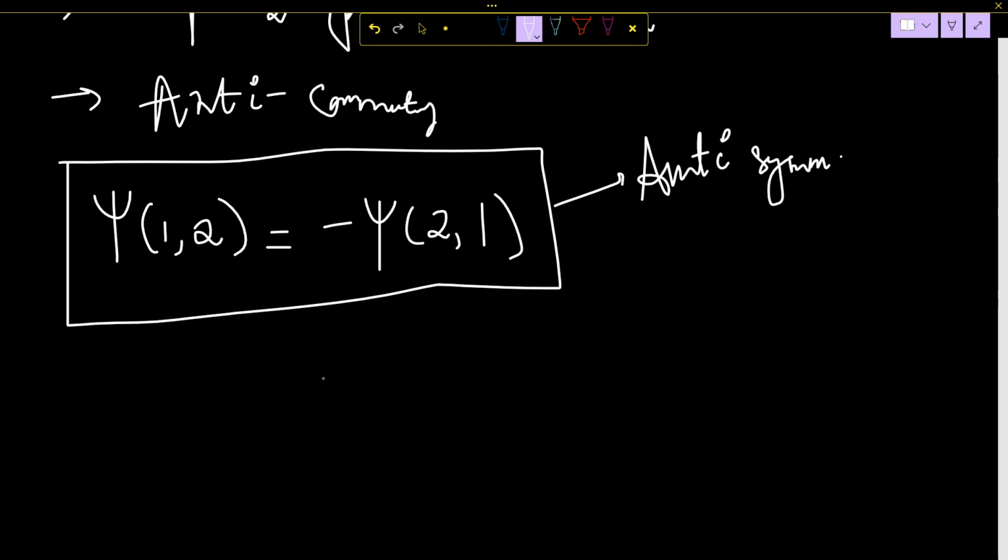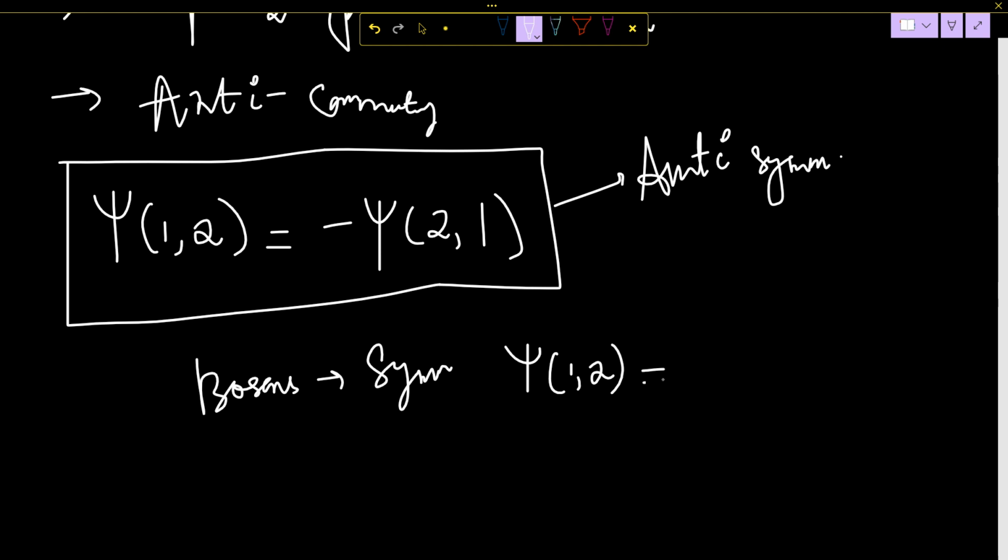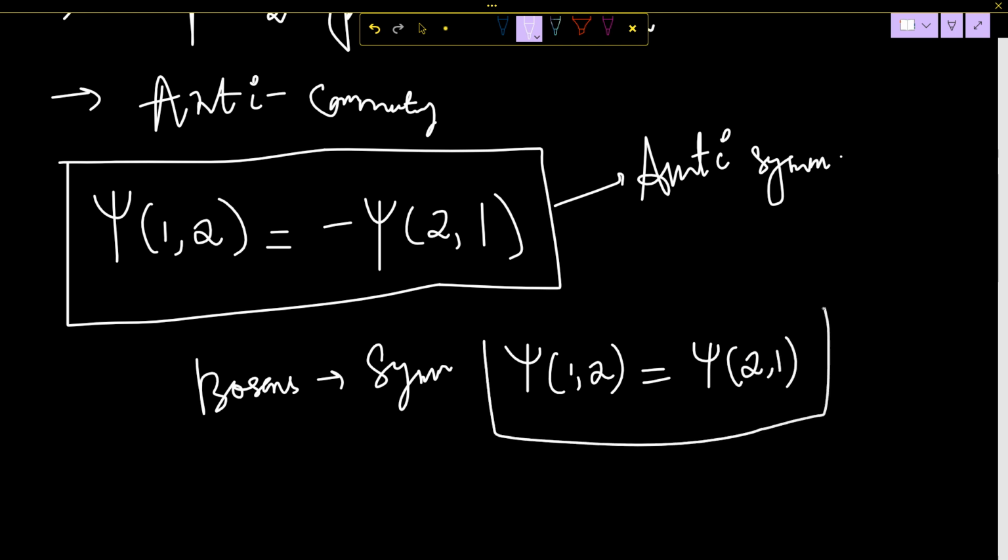But the wave function of bosons is symmetric in nature. For example, psi 1 2 will be equal to psi 2 1. So this is your symmetric property of the wave function, and bosons are symmetric in nature.